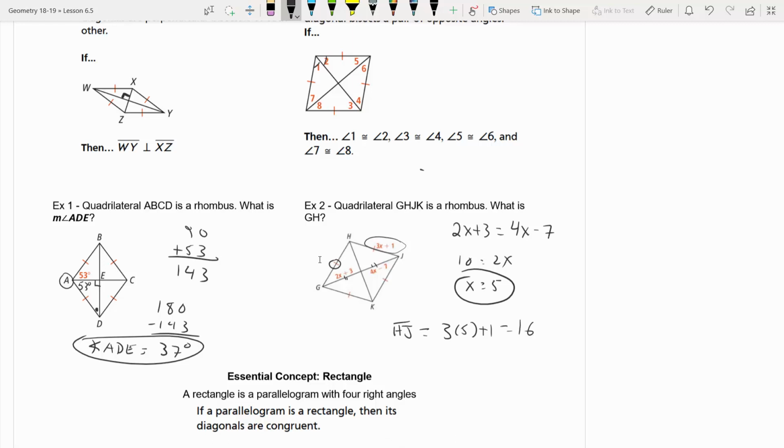So HJ is equal to 16, so GH is equal to the same thing, 16. So that's the rhombus. It's a parallelogram with 4 congruent sides.